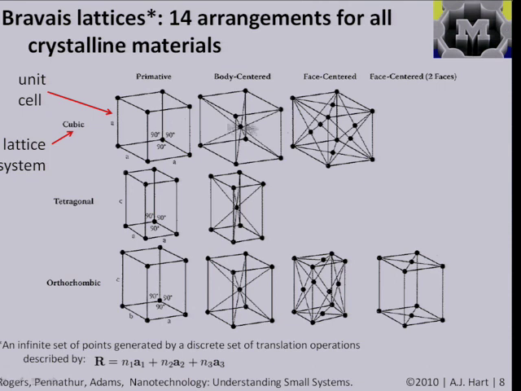So, to complete this concept of these Bravais lattices, all crystalline materials that have a Bravais lattice can be categorized into one of 14 organizations. And you have 7 lattice systems, and then with particular lattice systems, you have different organizations of the atoms.